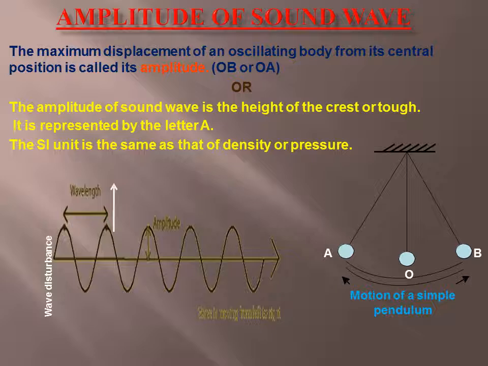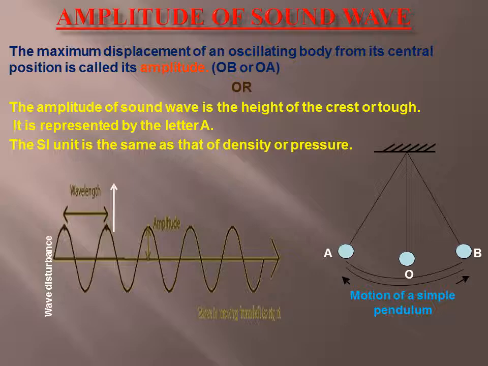The amplitude of the sound wave is the height of the crest or trough. It is represented by the letter A. The SI unit is the same as that of density or pressure. So we have a figure here, the wavelength figure, the amplitude figure. If the amplitude is higher, the sound produced is also louder.